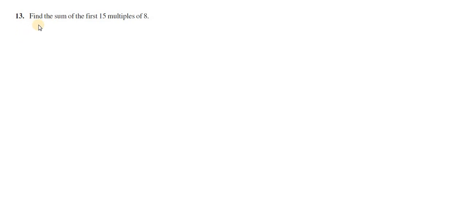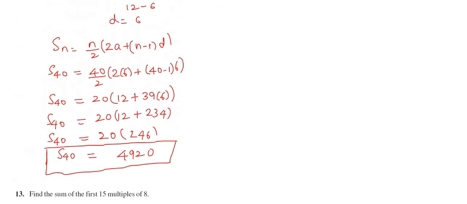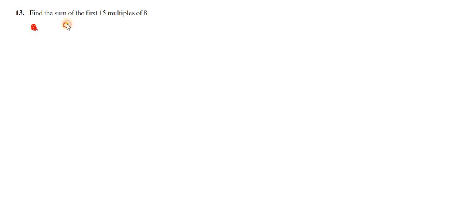Okay, next problem. Find the sum of the first 15 multiples of 8. It is the same as the 12th problem, but there it was 6, and now it is 8. How to do this? First we'll write the AP. The multiples of 8 are 8, 16, 24, and so on, up to n terms. n is equal to 15.